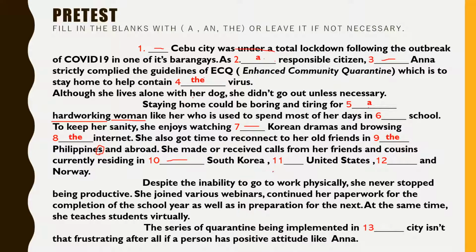Number 11. She says there's no article. But United States, it's a union of countries. Therefore, we are going to use the. So, got it wrong there. Number 11, Daniel did not answer that. Number 12, Daniel answered the.